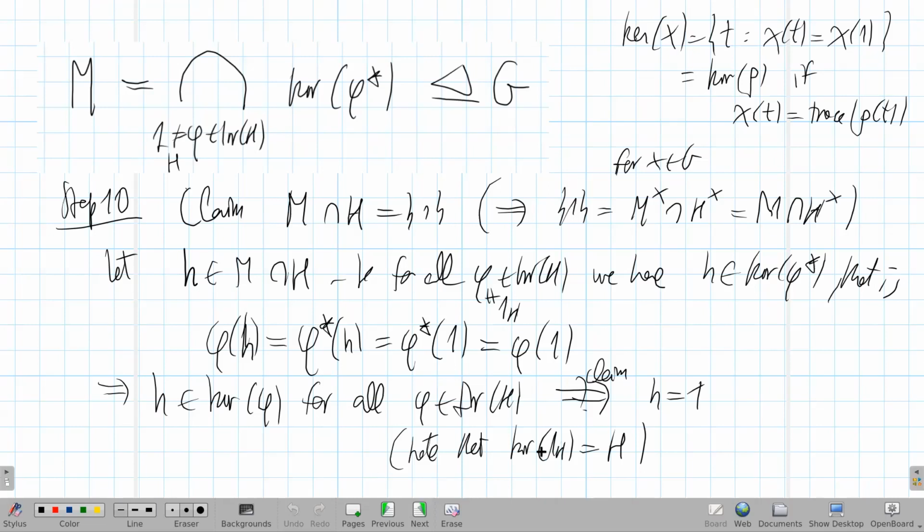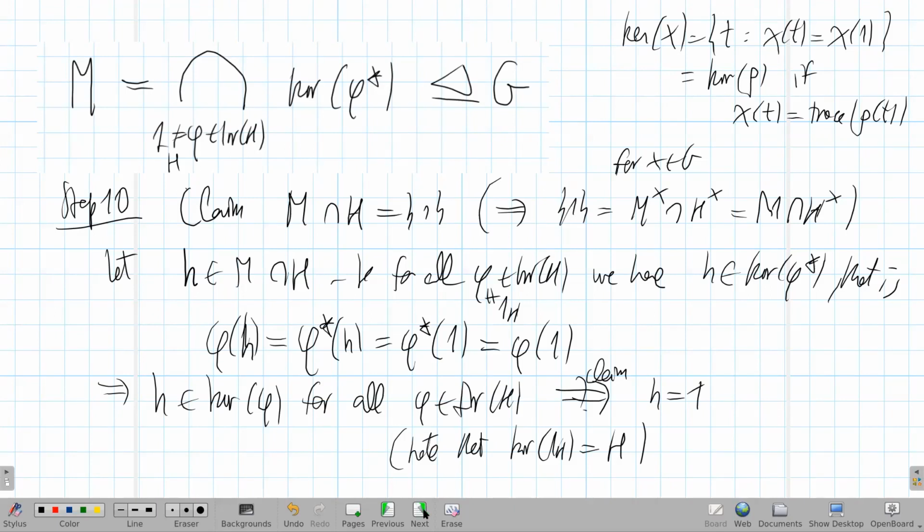And yes, that's the reason why M intersect H is 1 here. Why? Because an element in the intersection has the property to be in the kernel of all irreducible characters of H, and we have just proved that this happens only for 1.